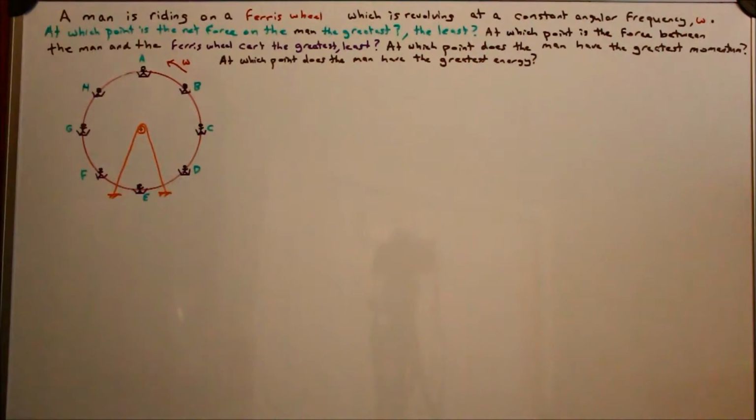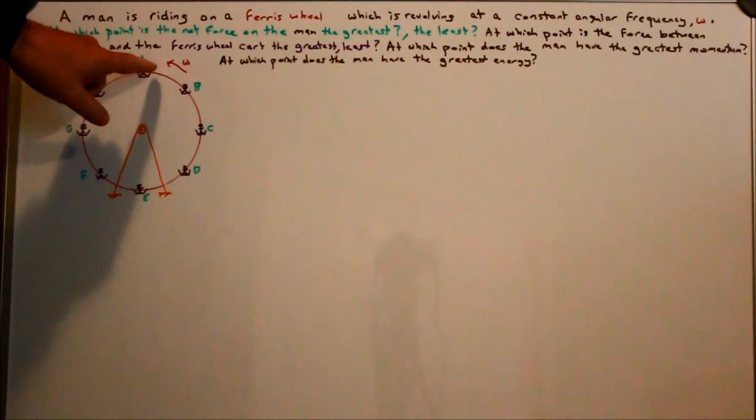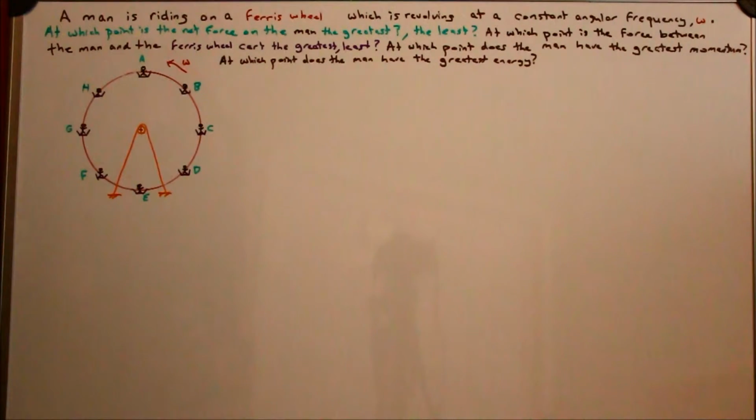At which point is the force between the man and the Ferris wheel cart that he's riding in the greatest or the least? At which point does the man have the greatest momentum? And at which point does the man have the greatest energy? Pause the video and answer all these questions.